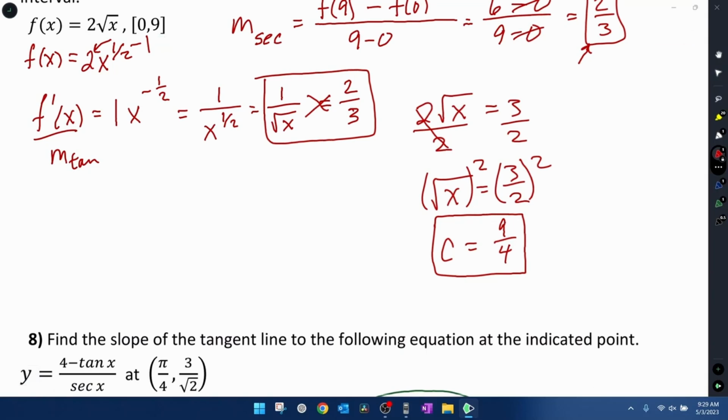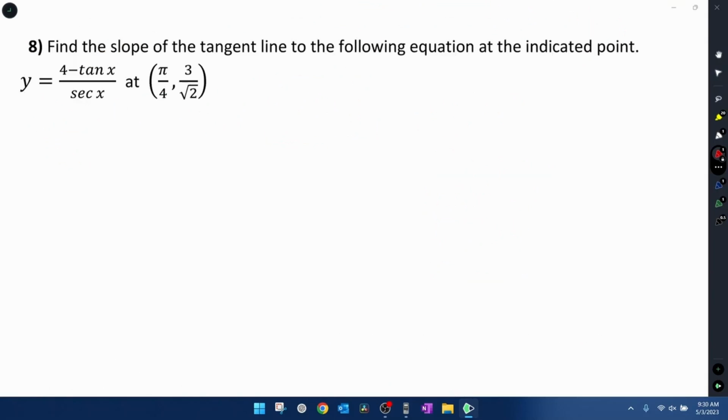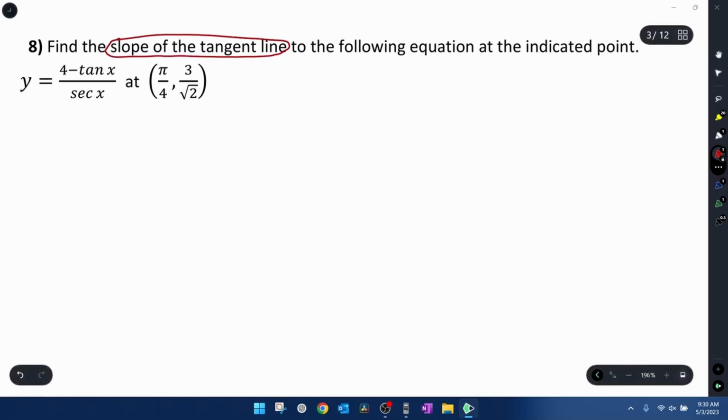And that's going to do it for that problem. Next, number 8. Find the slope of the tangent line to the following equation at the indicated point. Slope of the tangent. That means we're going to need the derivative. And here they have given me a rational function with trig functions involved. And this looks rather nasty.